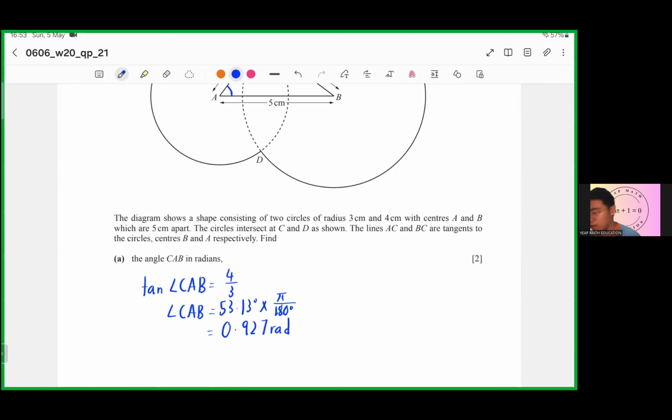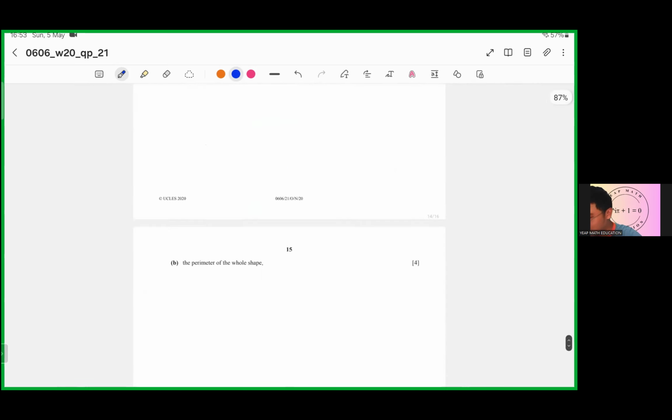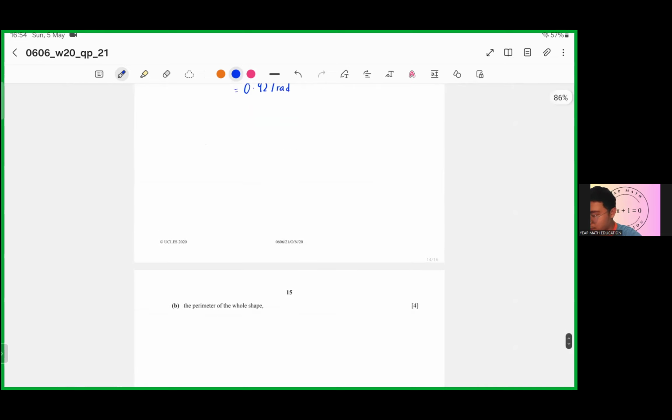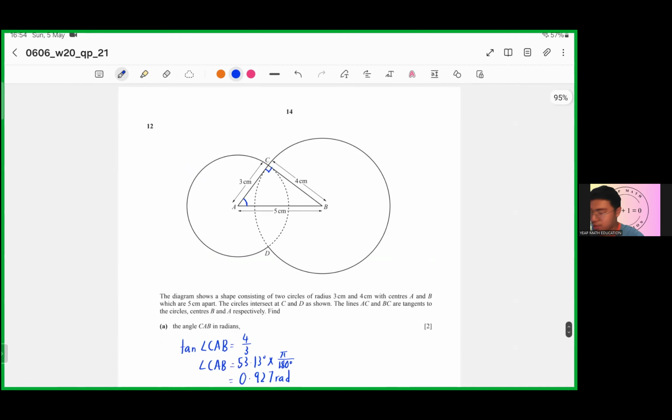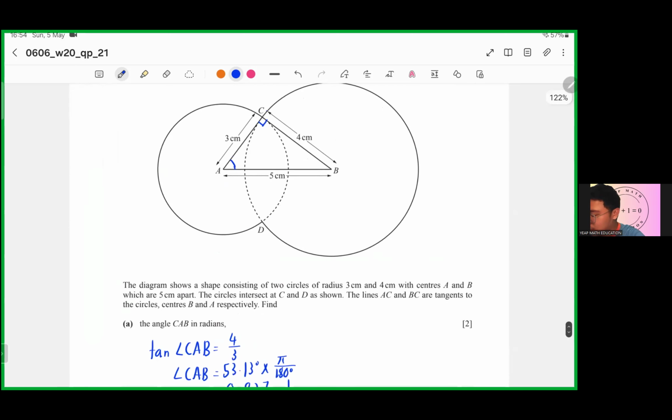Now we see the next part, B, the perimeter of the whole shape. It means you need to find all the shape here. You need to find this part, this part, and also here. So how do we find it? Actually you find it step by step.